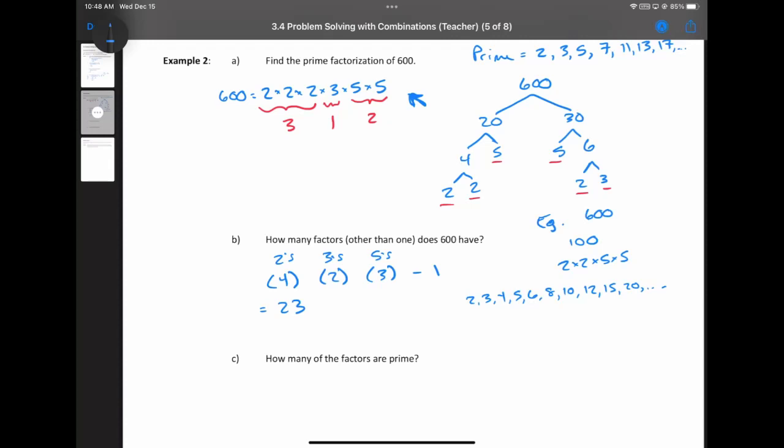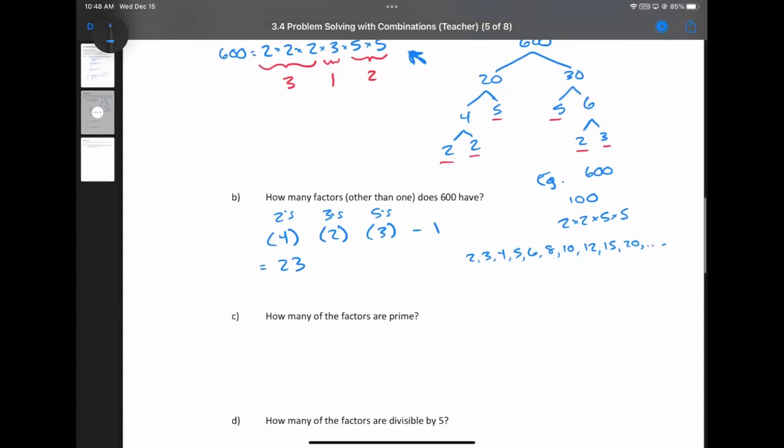So for part C, we're now asking how many of the factors are prime. This again is just kind of looking at restrictions and thinking about the logic. Well, how many prime factors are there of this? And the answer is there's just 3. 2, 3, and 5 are the 3 prime factors.